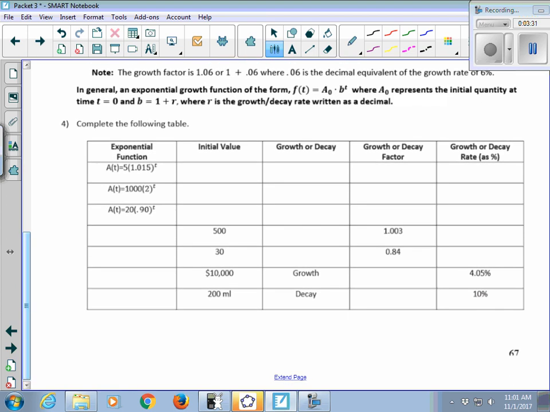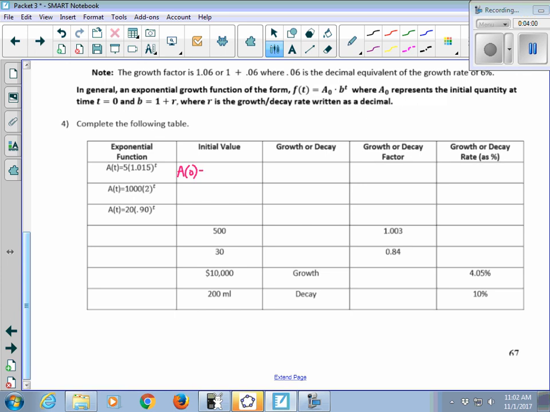All right, let's look at this table. I have some exponential functions, and I want to fill in information about that function, and then in other places I'm given information about the function and I want to write a formula. So my function a of t equals 5 times 1.05 to the t. Its initial value is 5. That's the value you get when you plug 0 in for t. So maybe I'll just write that out once.